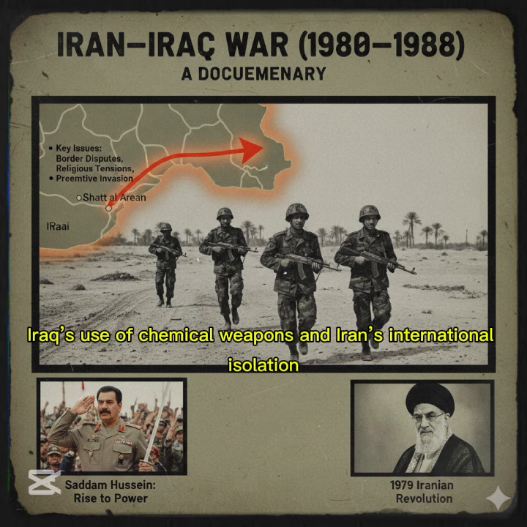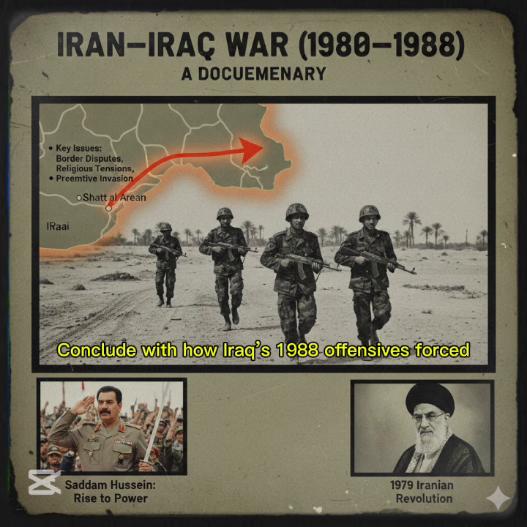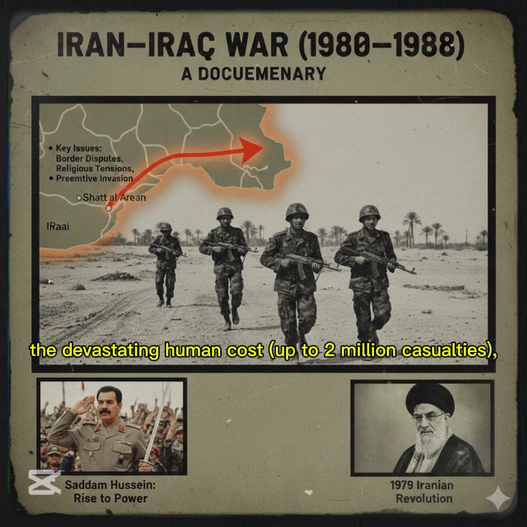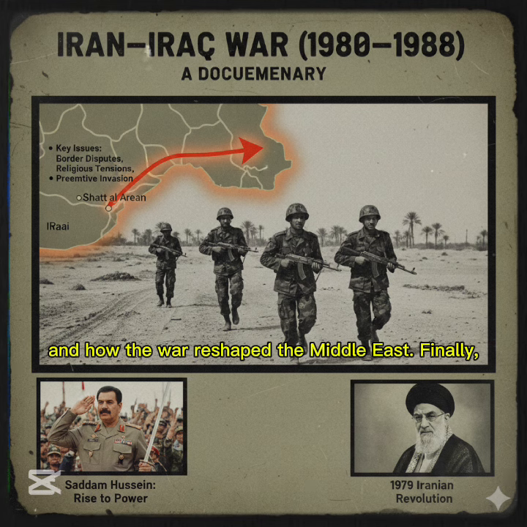Iran's international isolation. Conclude with how Iraq's 1988 offensives forced Iran to accept the UN-brokered ceasefire, the devastating human cost, up to 2 million casualties, and how the war reshaped the Middle East.